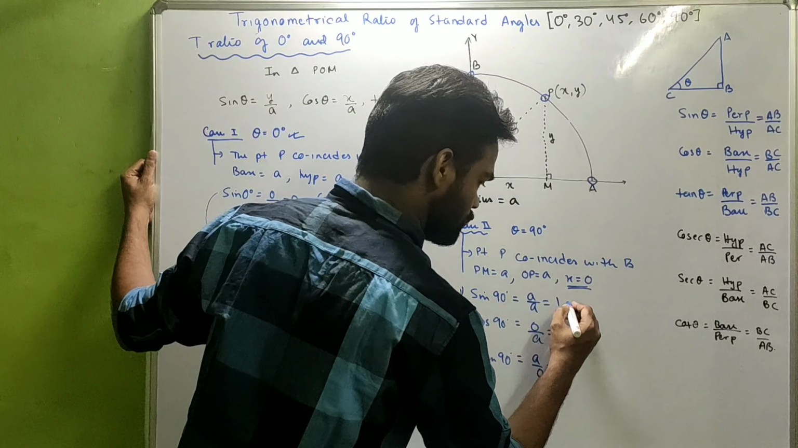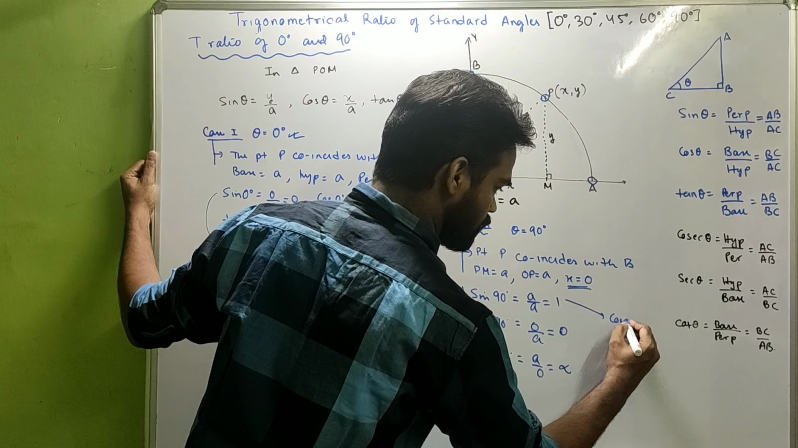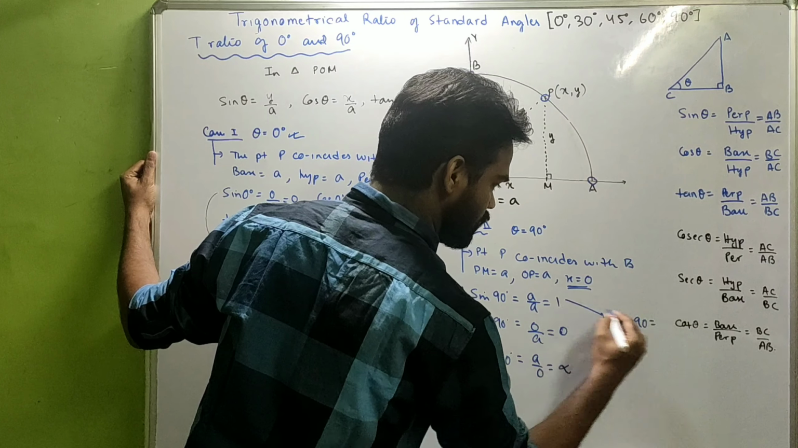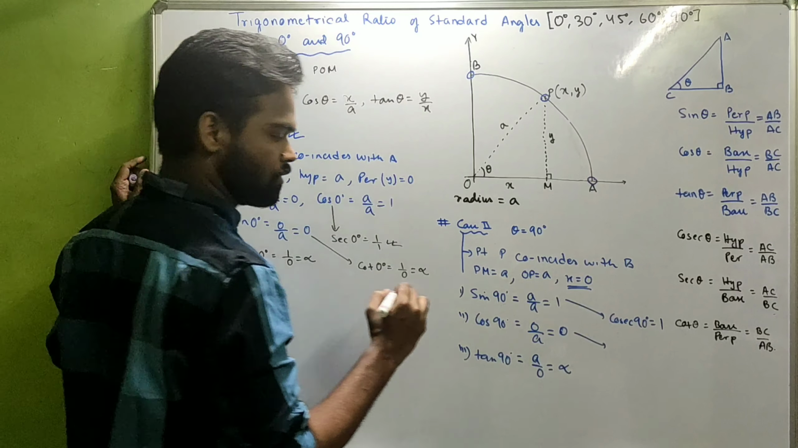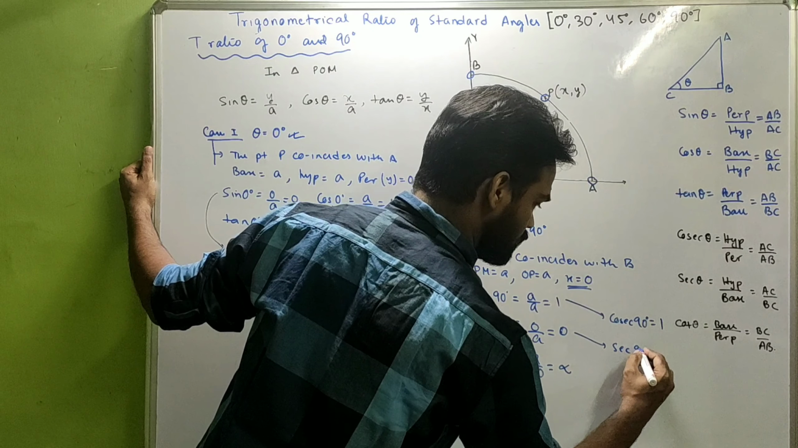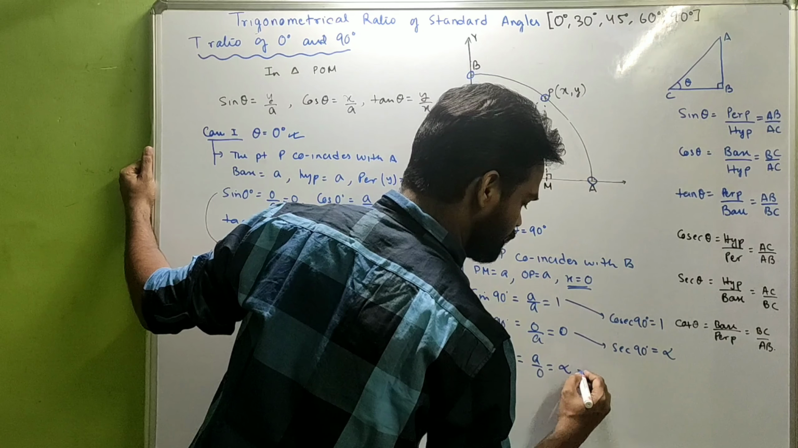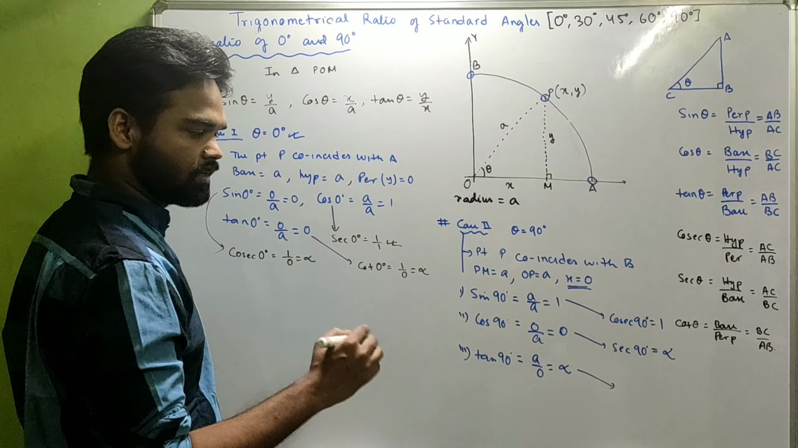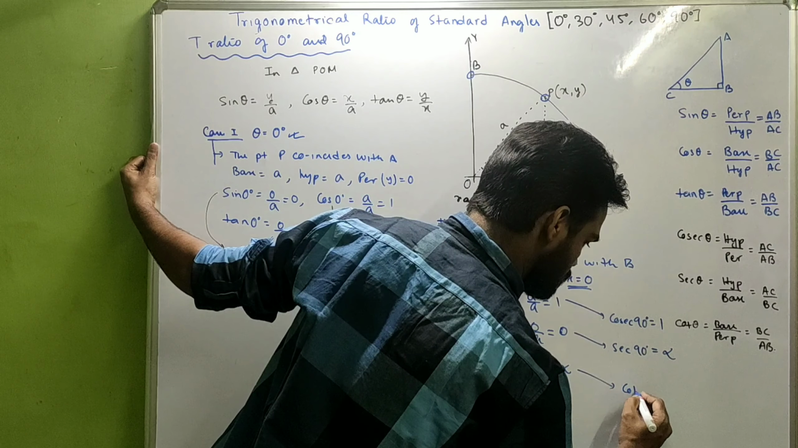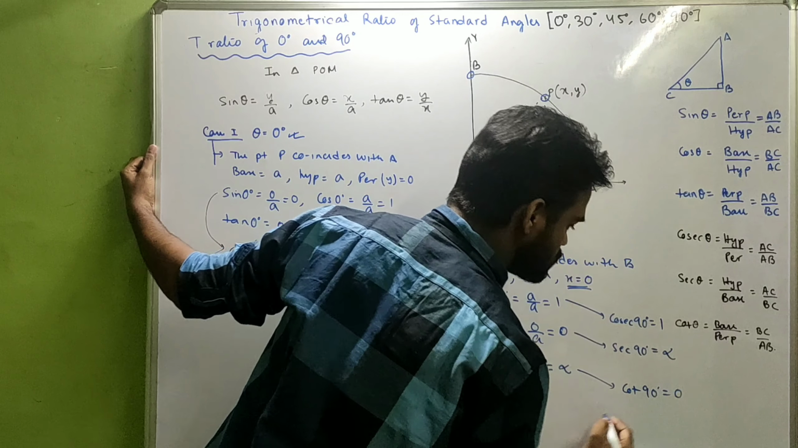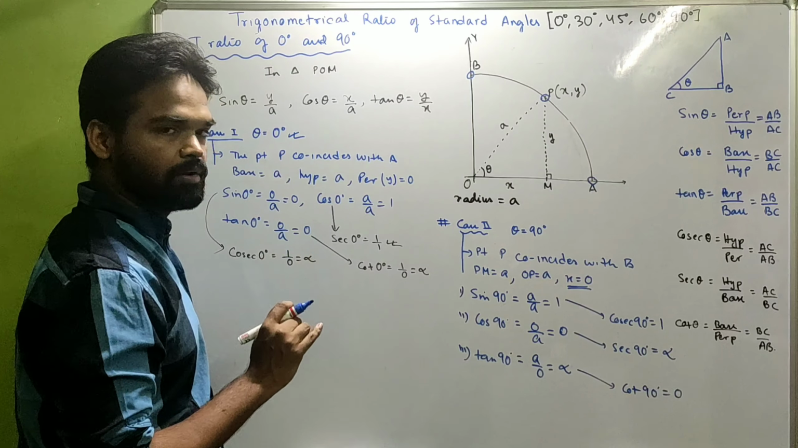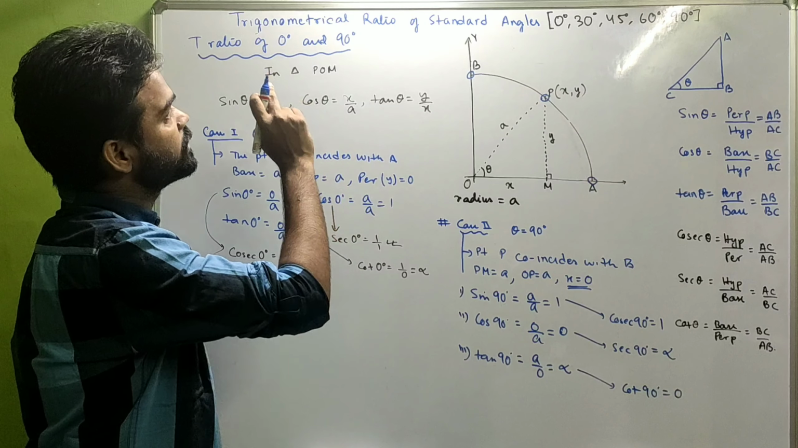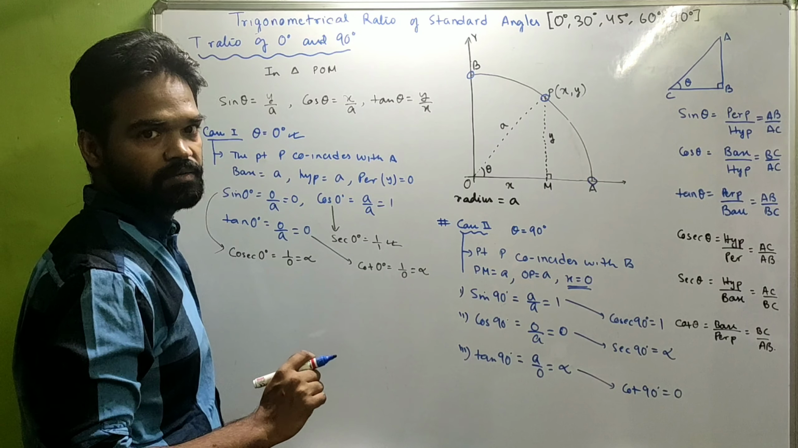Now sine 90 is known, so your cosec 90 will be reciprocal of 1, that's 1. Cos 90 is 0, so your sec 90 degree will be undefined. And tan 90 degree is undefined, which means cot 90 degree is 0. Am I clear or not? So these are the values of T ratios at 0 degree and 90 degree.